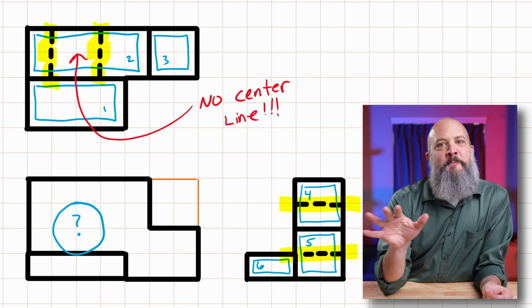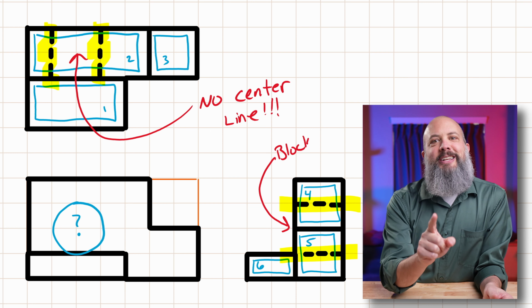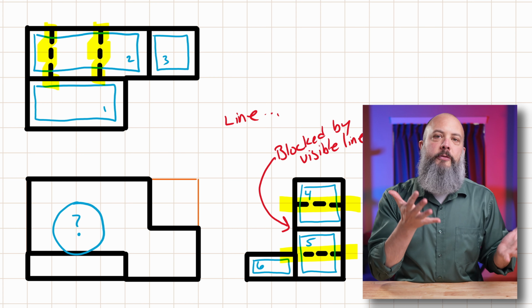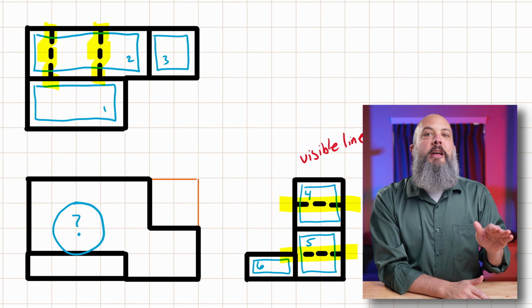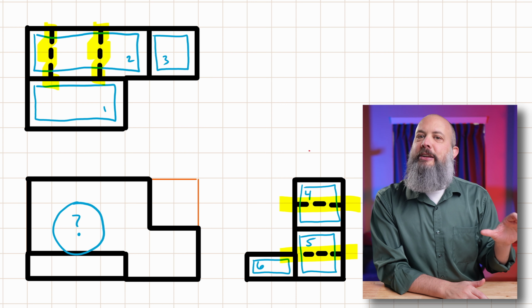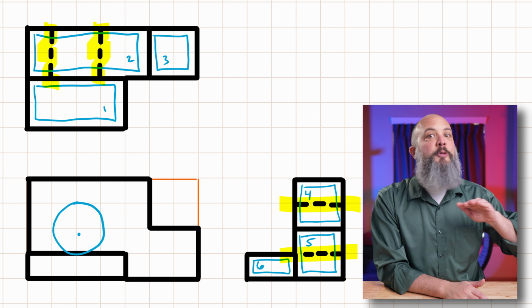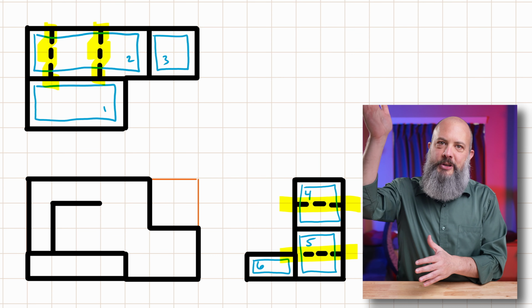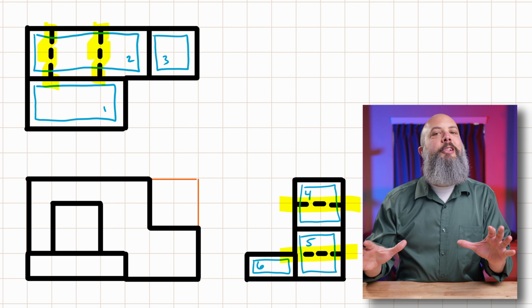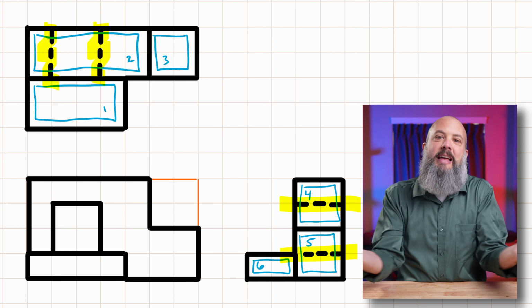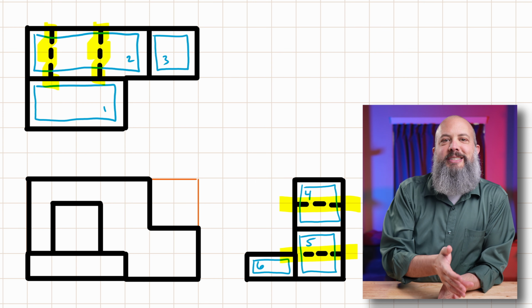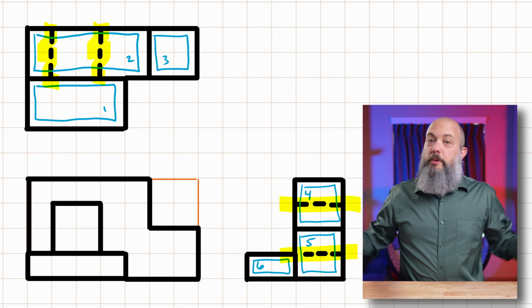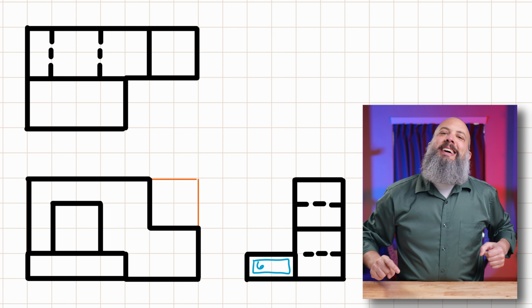Now, very tricky, there would not be a center line on the right side view because visible lines have priority over hidden or center lines. So there actually would not be a center line drawn on the right side view because the visible line would be blocking it. But since there's no center line on the top view, that means that this is not a circular hole, which means it's probably a rectangular hole. So we'll just go ahead and draw this in then as a square hole right through the middle of the shape. And that's it. Problem 1 done.